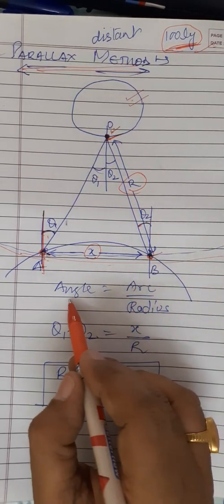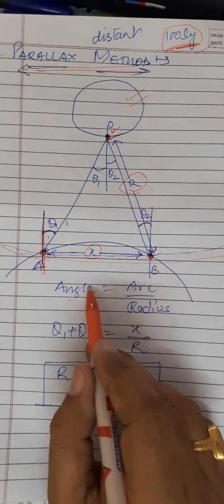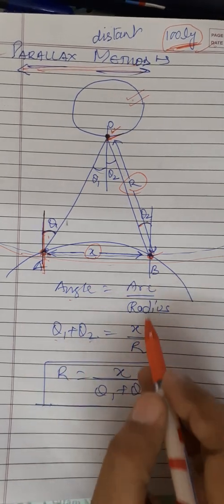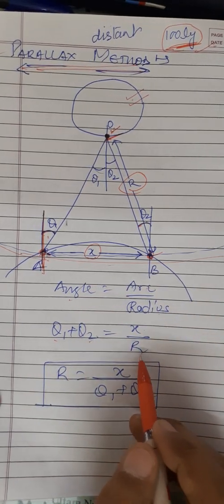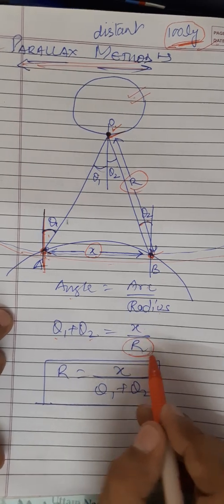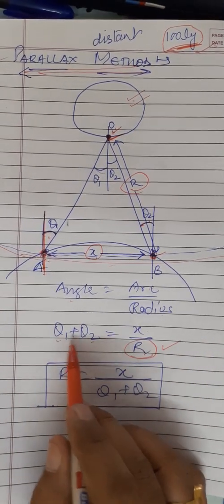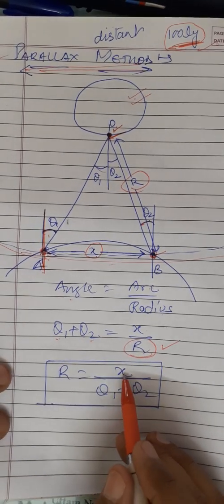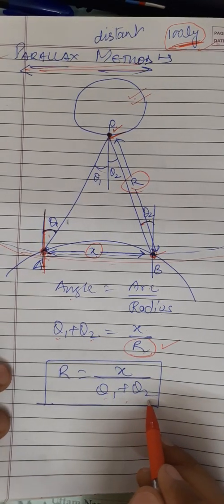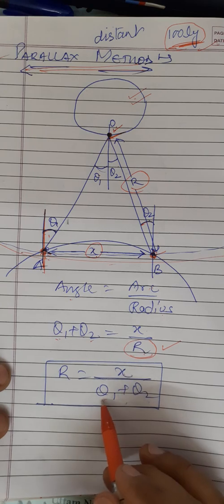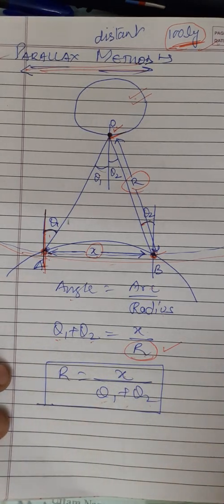Again applying the same formula, angle is equal to arc upon radius. Angle will be theta 1 plus theta 2, arc will be x, and radius is r. Now because we have to find the value of distance of the object from the Earth, we'll take this r along this side and theta 1 plus theta 2 along this side. So this will be x upon theta 1 plus theta 2. If the values of x, theta 1 and theta 2 are known, we can find the value of r.